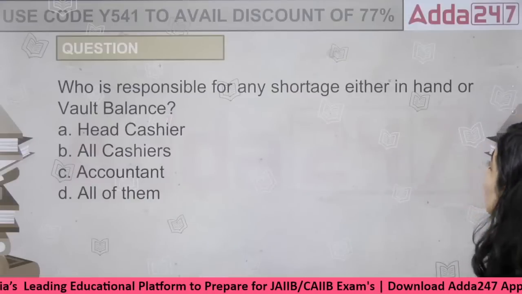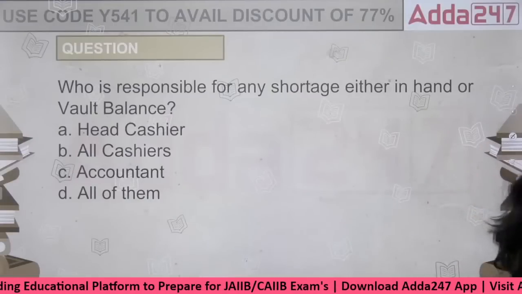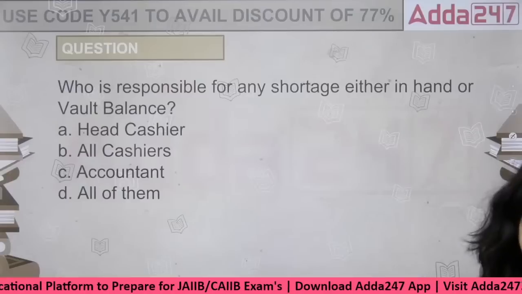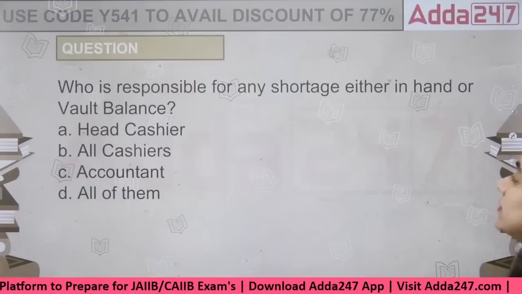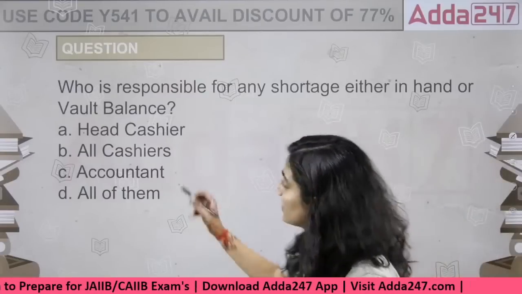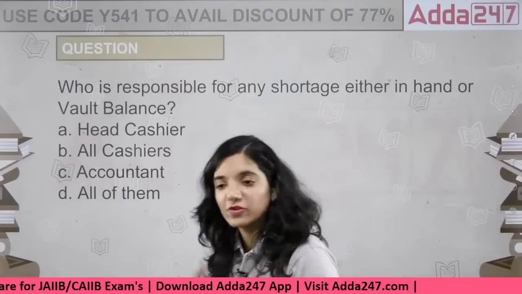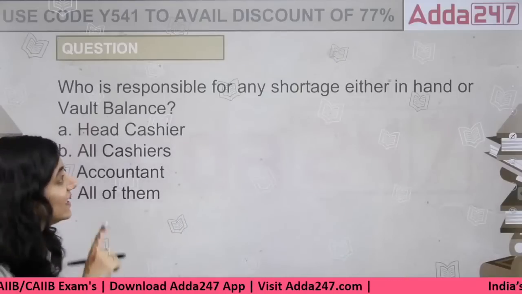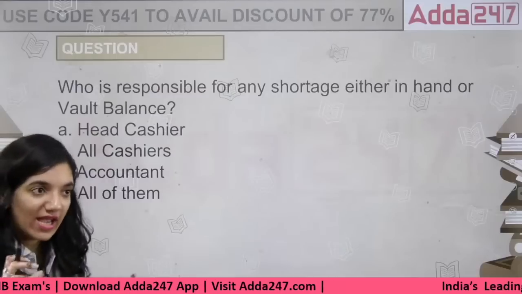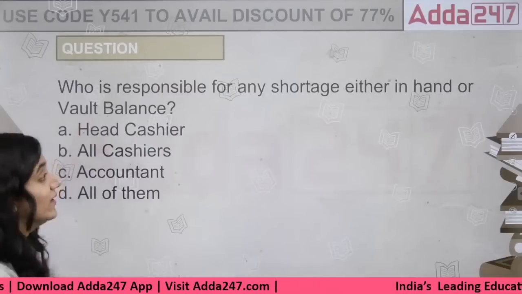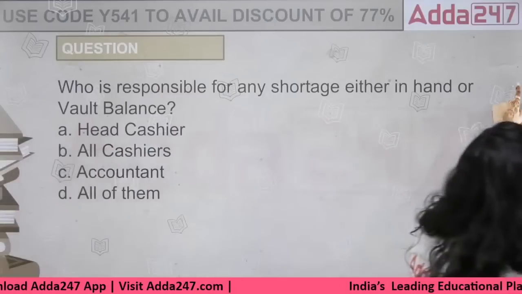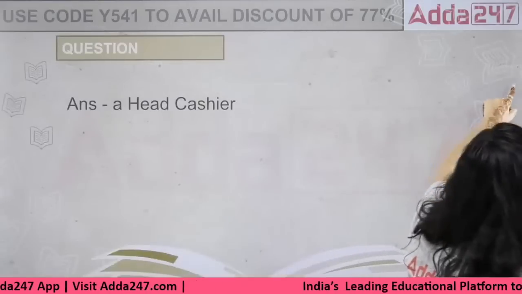Who is responsible for any shortage either in the hands or in the vault balance? The person who's responsible for this particular is the head cashier. He's responsible for the vault, as well as if there is any cash in hand balance that is falling short, then he'll be responsible for the same. Next question.